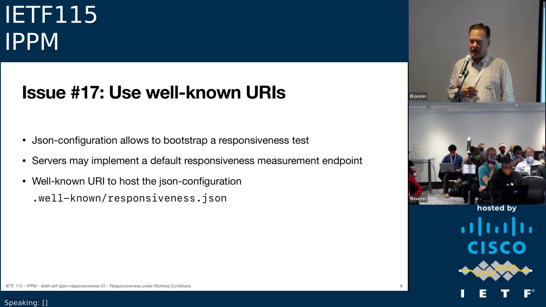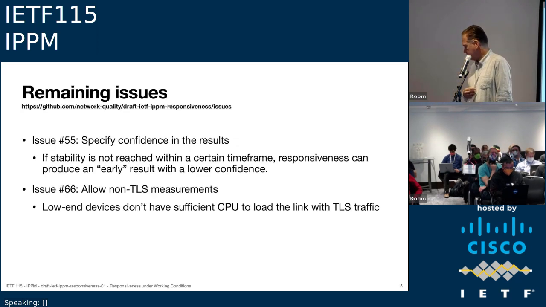This is another suggestion we had. Because this responsiveness test is basically built on HTTP GETs and PUTs, any web server is a suitable platform for running this test. So there's a suggestion that we have a well-known URI of a configuration file in JSON format. So any web server, and maybe in the future this would be built into standard web servers, could support doing responsiveness measurements. And the way you find this out is by querying the well-known URI and seeing if you get back a configuration object. Next one.